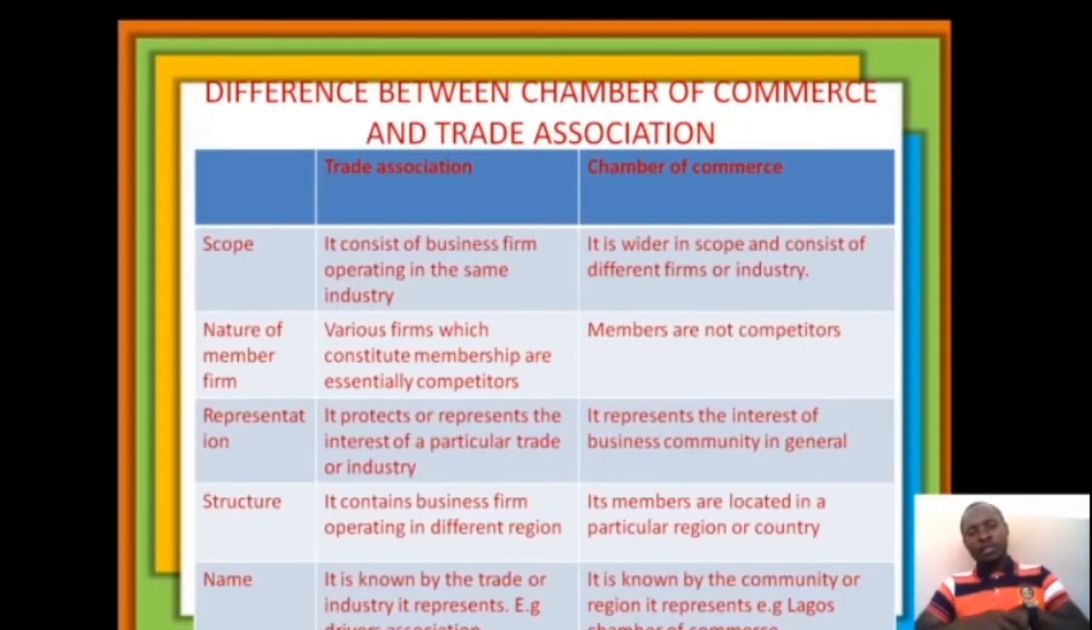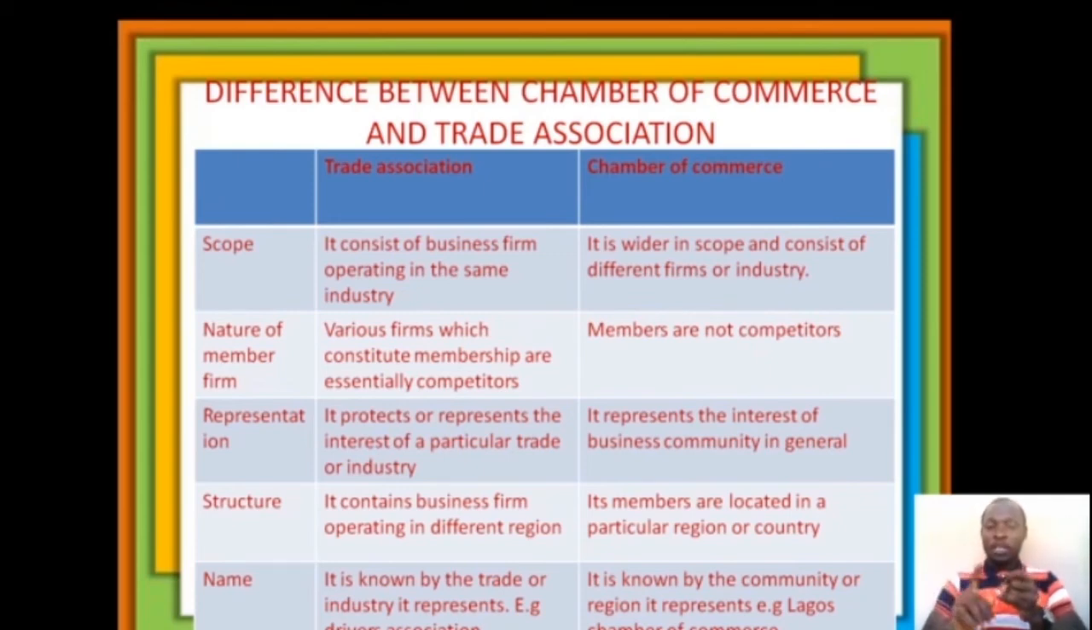All right, let me look at the difference. This will give us a better understanding of trade association and Chamber of Commerce. The scope: under trade association, it consists of business firms operating in the same industry. Industry is the collection of firms, while a firm is just a unit of production. So people engaged in the same line of business are people you can find in a trade association. Chamber of Commerce is wider in scope and consists of different firms or industries.